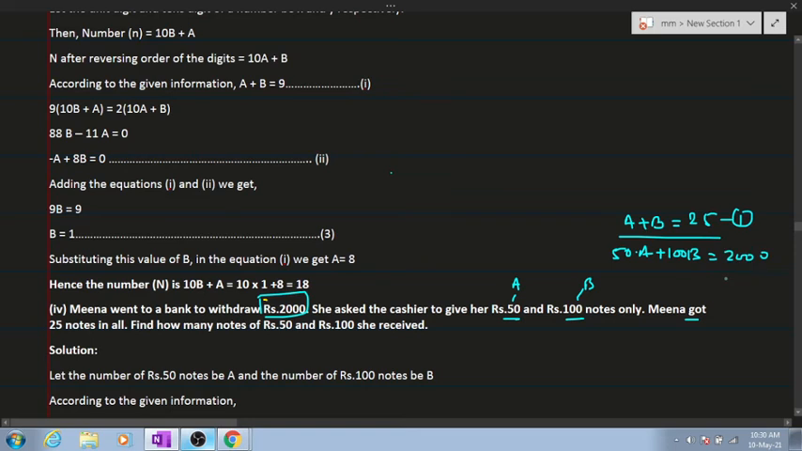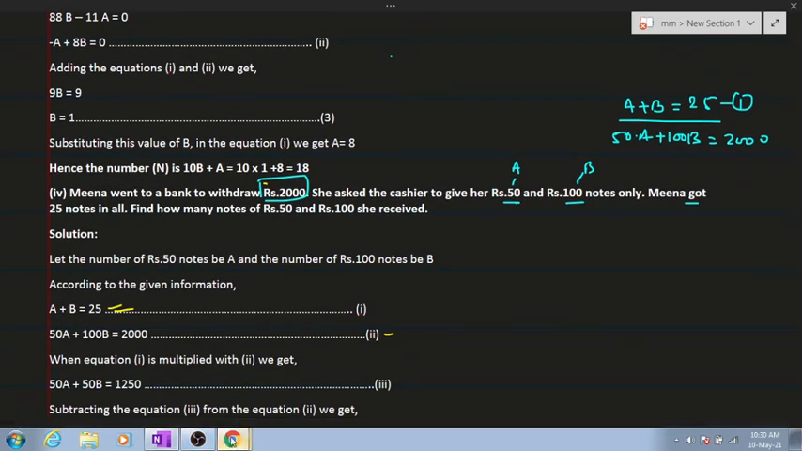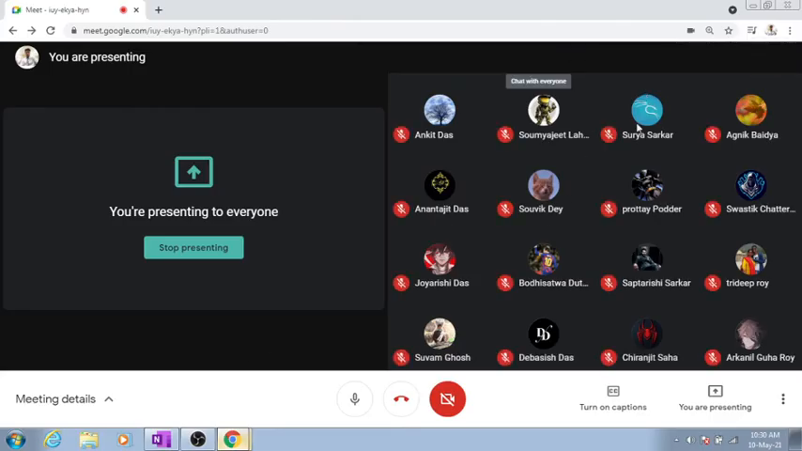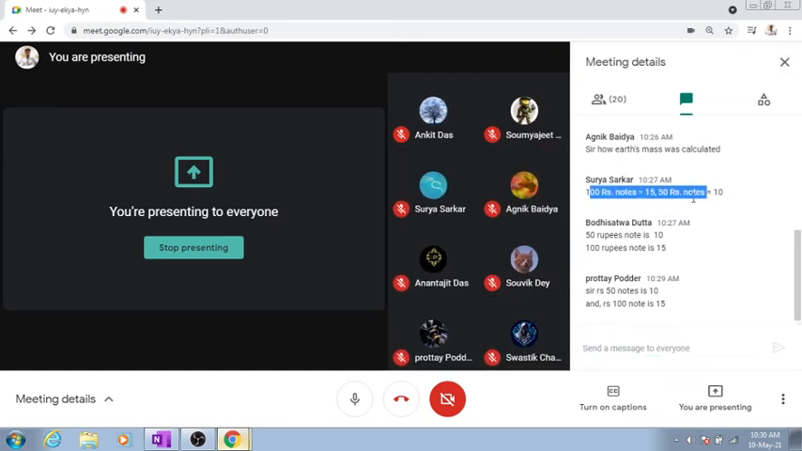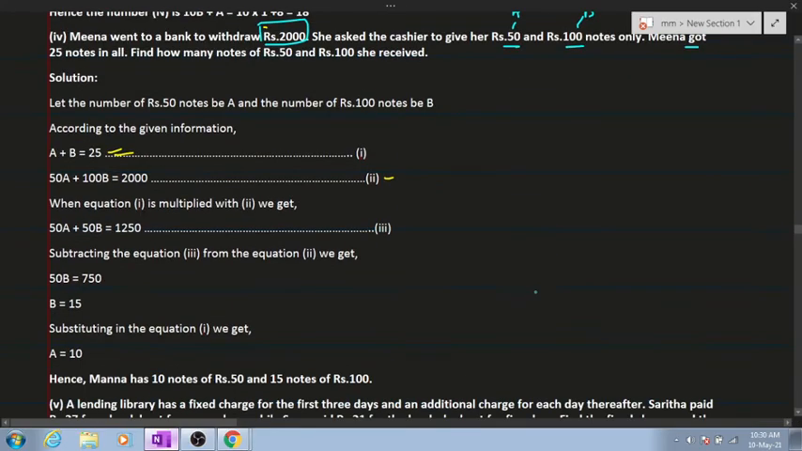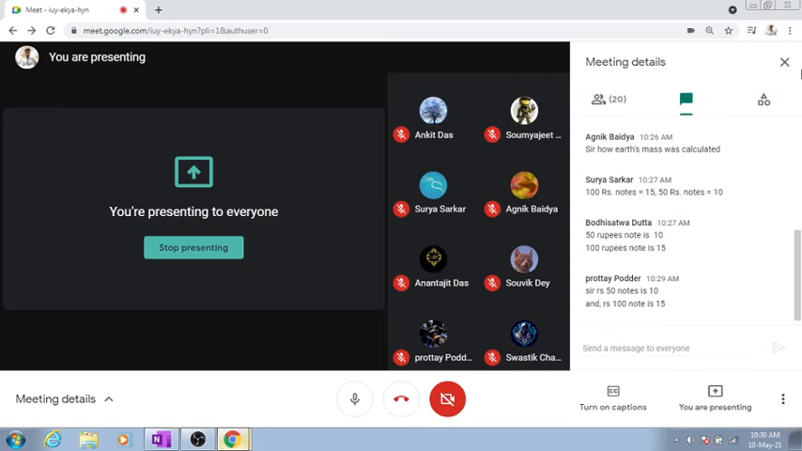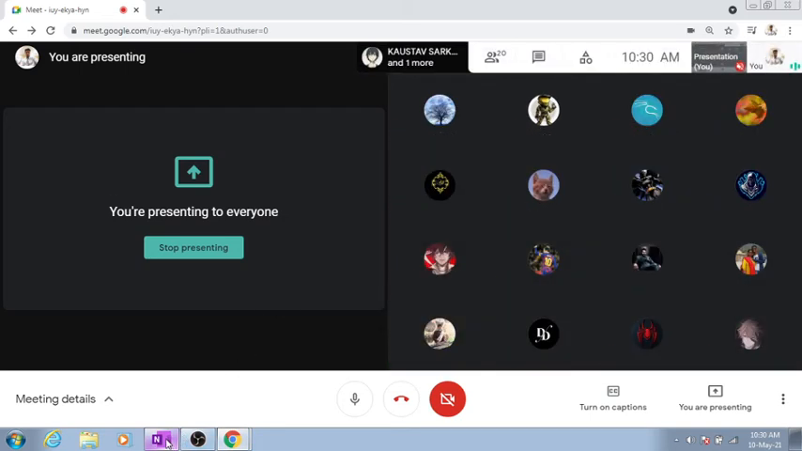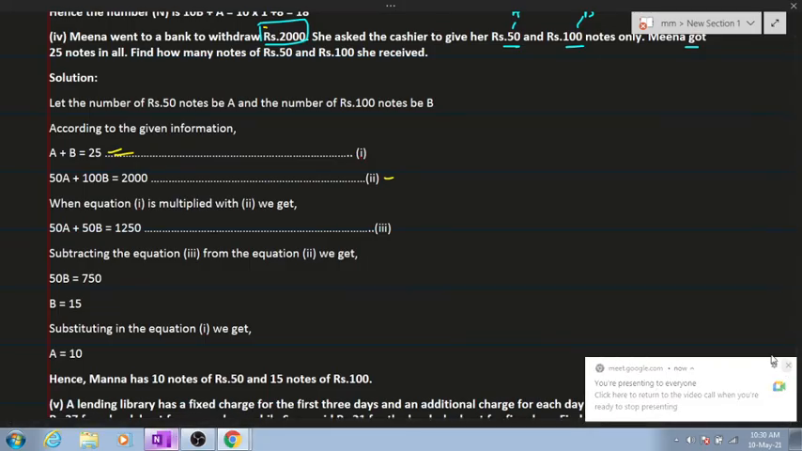This is how our equation will look like, and students have found the answers. Surya has got the answer correct, Bodhisattva has also got it correct, Protoy Uddar has also got it correct. Very good everyone. This is how your solution looks like. Shovik, is the solution clear? Has everybody got the answer? If you haven't, kindly solve it now, or else take a screenshot, because we'll move on to the next portion of the questions.